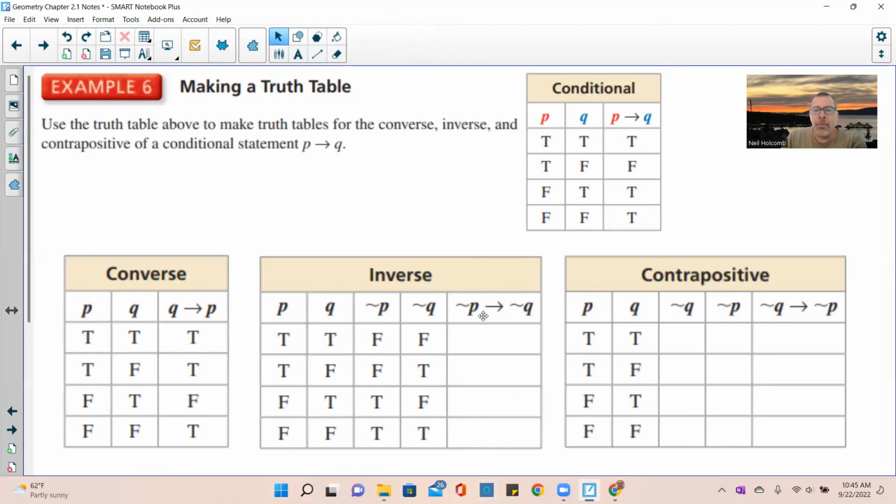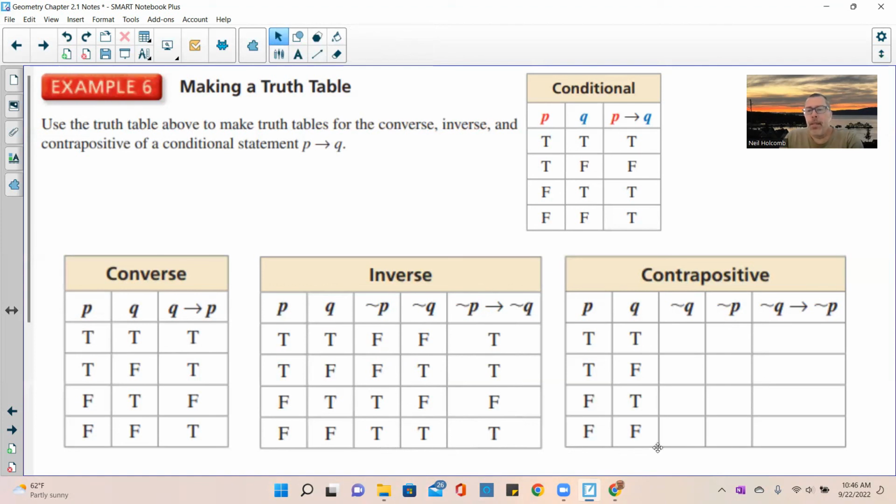Now the conditional statement, remember, we're doing not P then not Q. The only time it is false is when you have a true, then a false. So this is false. True, true is true. False, true is true. And false, false is true.